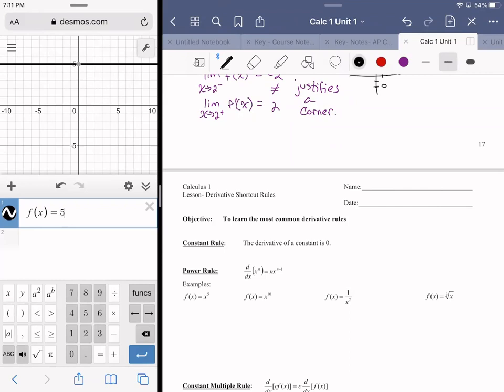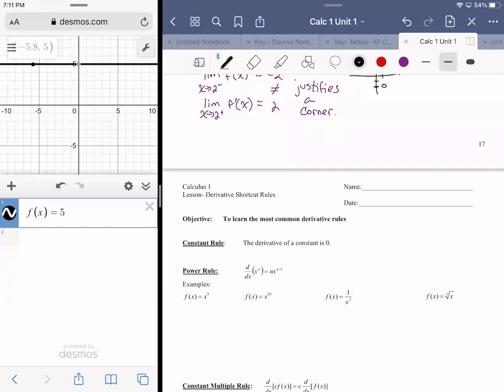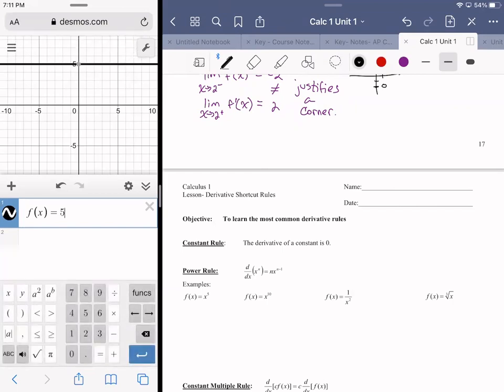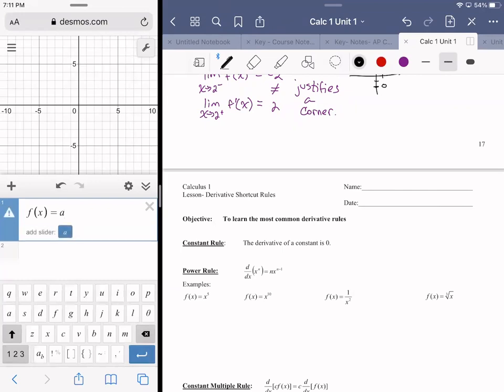Right? Constant is unchanging, no change. So the rate of change of something that is constant better be 0. The y value never changes, no matter what the x value is. The slope is 0 for any constant function. Constant functions are always horizontal lines.